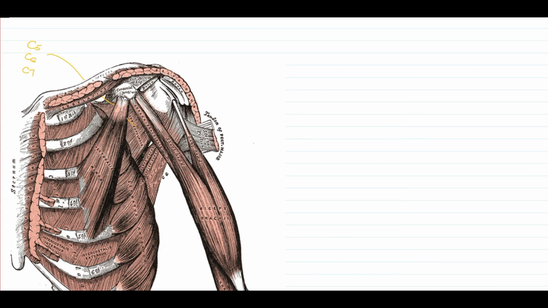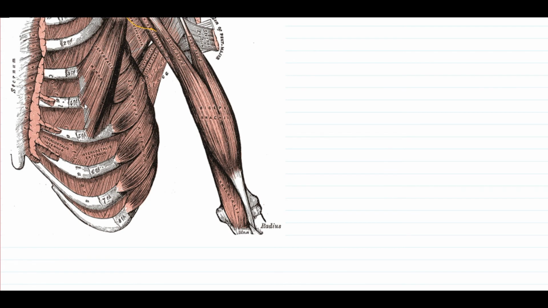Next, it will pierce the coracobrachialis muscle and will pass between the biceps brachii and brachialis muscle, and it will move laterally and form the lateral cutaneous nerve of forearm, and will also pierce the deep fascia.